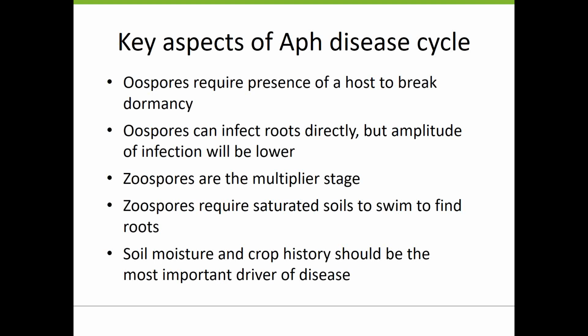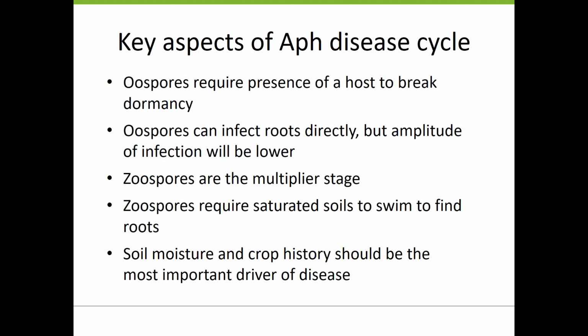They will sit in that soil until there's a favorable crop that's planted. The oospores can infect roots directly, and they will certainly do this when there's dry conditions and not enough moisture in the soil. But the amplitude of infection will be much lower, because the zoospores are the multiplier stage. So you could have one oospore produce up to 1,000 zoospores, and it's those zoospores that really drive that high infection rate. The zoospores do require saturated soil to swim to find water.